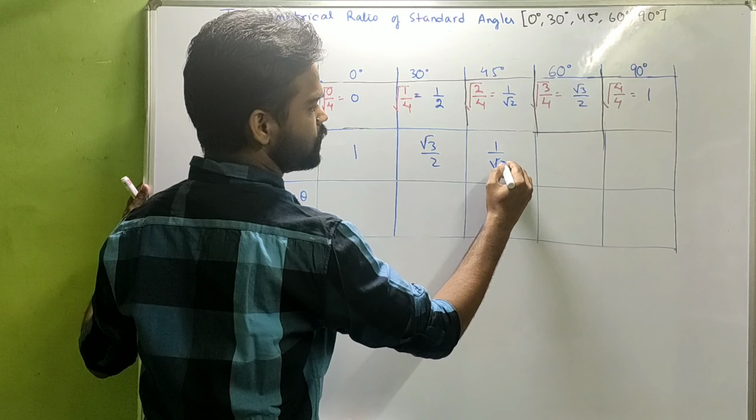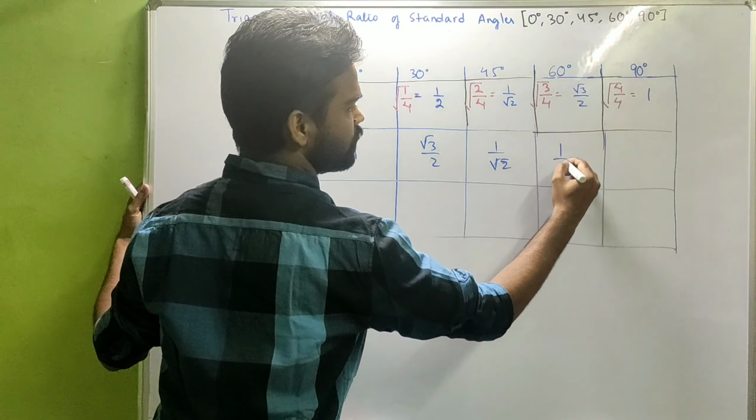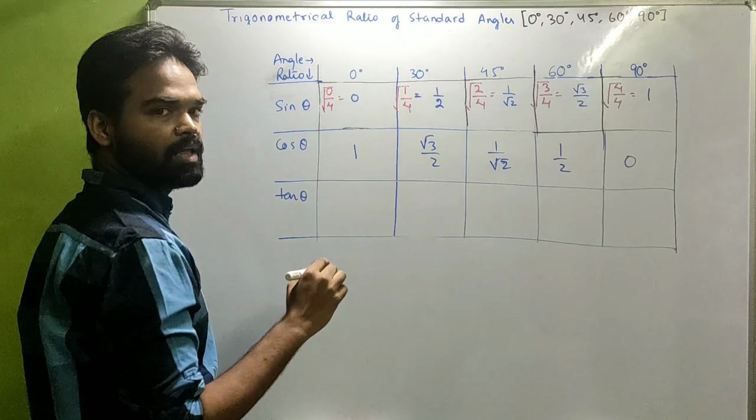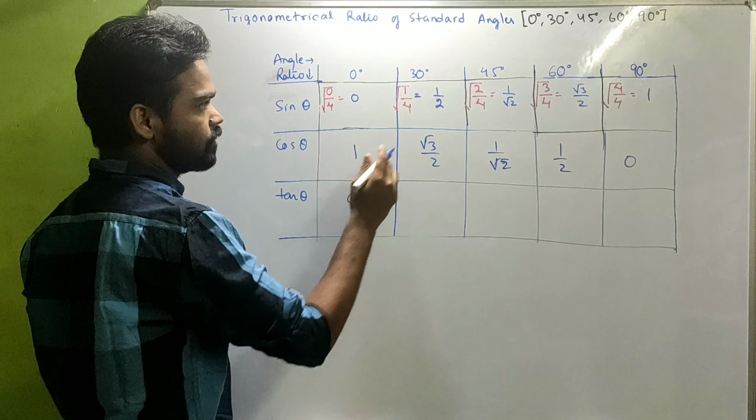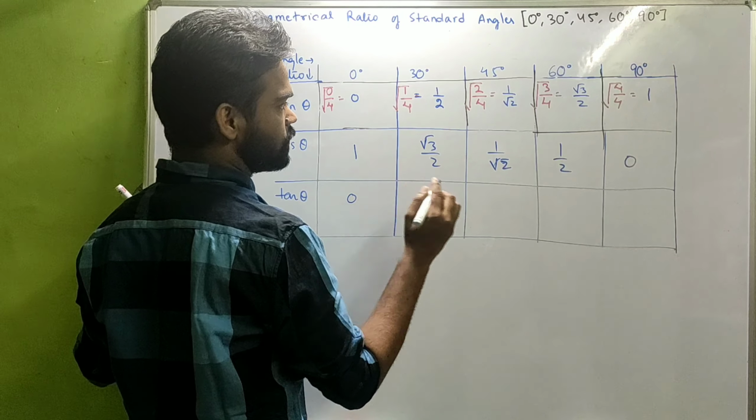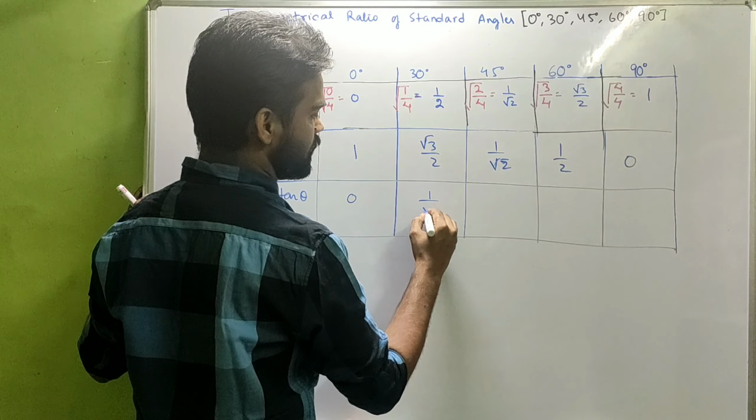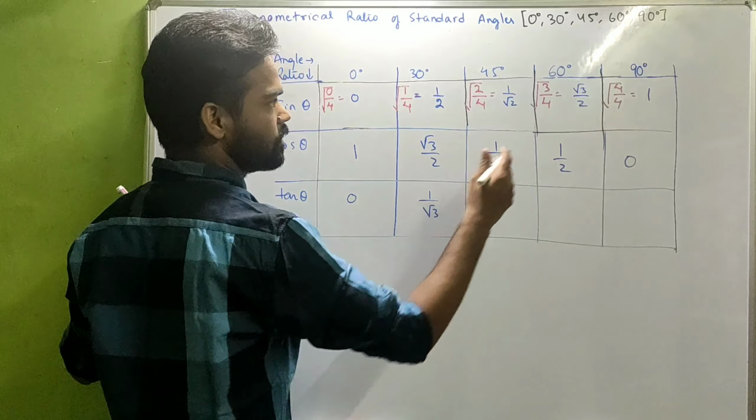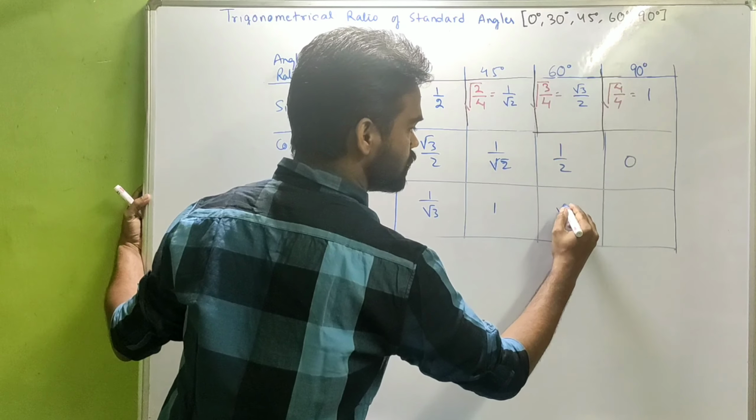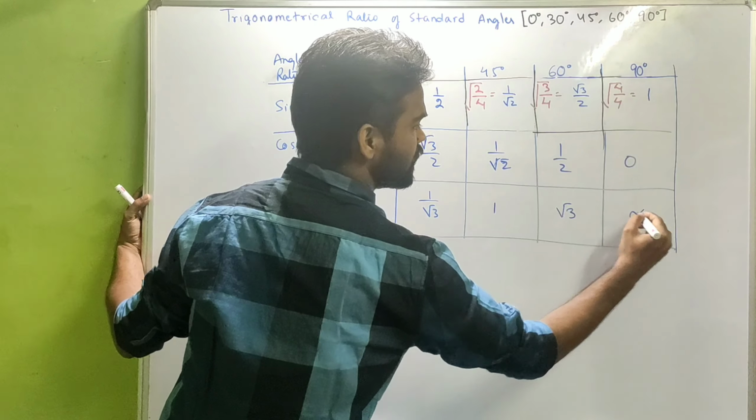1 by root 2. Half and 0. Done. For tan, I'll divide these two. 0 by 1 is 0. Half divided by root 3 by 2 will be 1 by root 3. 1 by root 2 divided by 1 by root 2 is 1. This divided by this is root 3. And this is not defined.